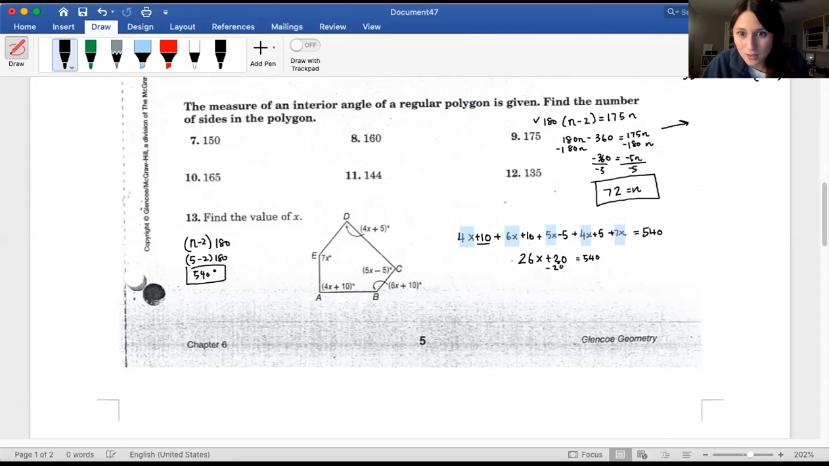Subtract 20 on both sides. Now I have 520. 520 divide by 26 equals 20. So x equals 20. Now x isn't the amount of degrees that the angle is. It just means that x is 20. So if I wanted to find each angle, which thankfully this doesn't ask me to find, I could do 4 times 20 plus 5, which would be 85, right? So this would be 85 degrees. So you could use that to find all the angles.